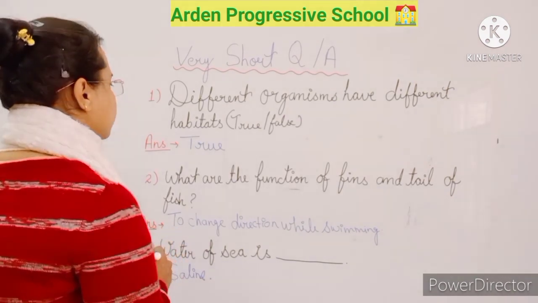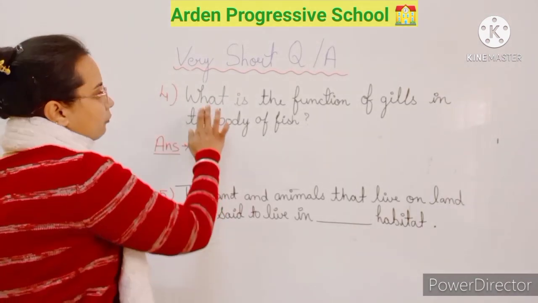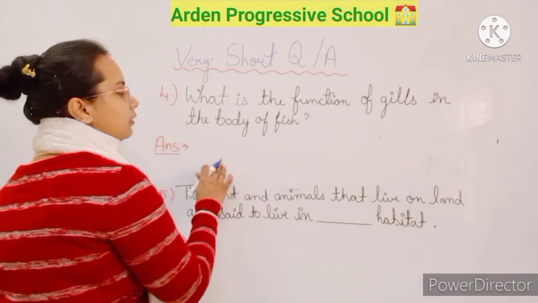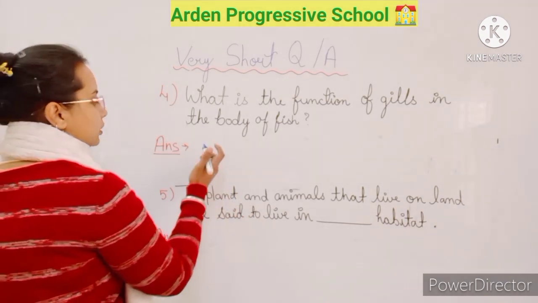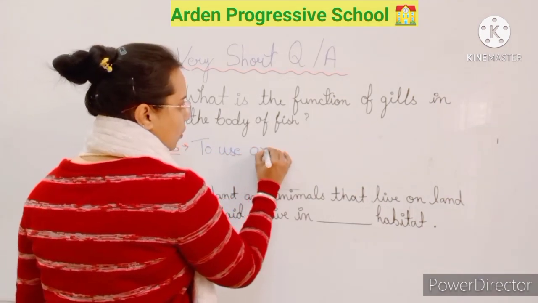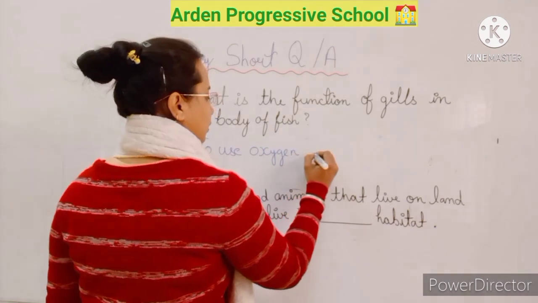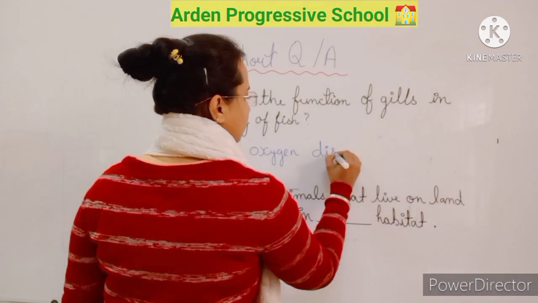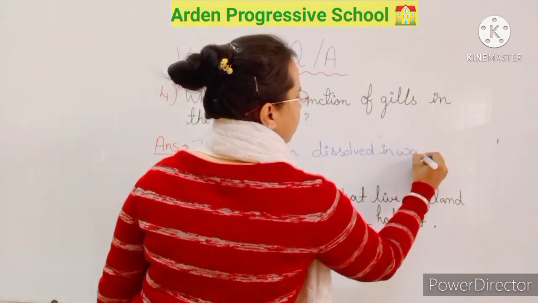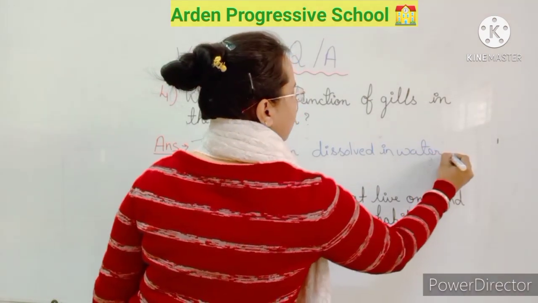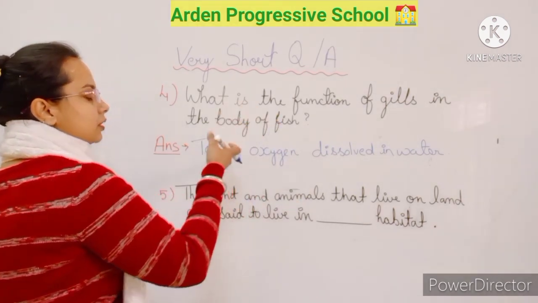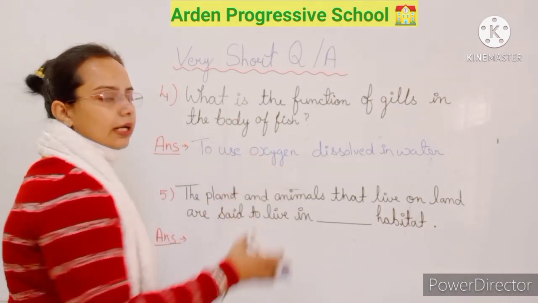Now the fourth question is what is the function of gills in the body of fish? You have to tell what is the function of the gills of the fish. That is to use oxygen dissolved in water. You know that in water the oxygen is in dissolved form, so the gills of the fish are used to take that oxygen.